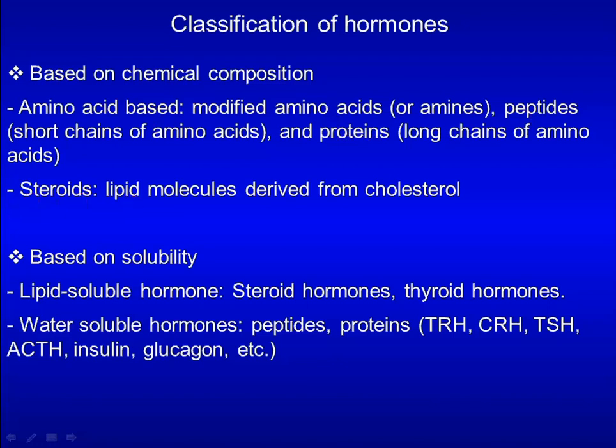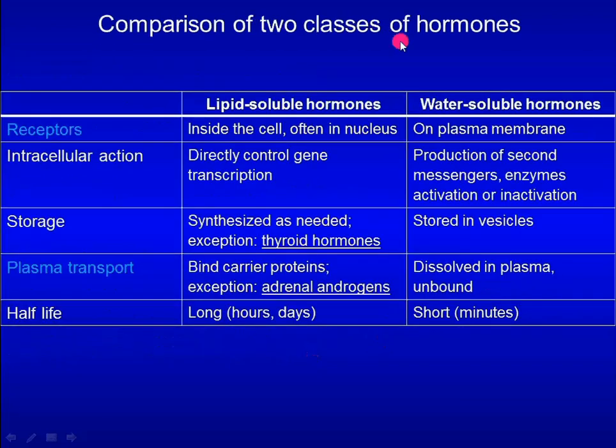Based on solubility, hormones can be classified into lipid-soluble hormones and water-soluble hormones. Lipid-soluble hormones include steroid hormones and thyroid hormones. Water-soluble hormones include peptide hormones and protein hormones. Here's a comparison of 2 classes of hormones.